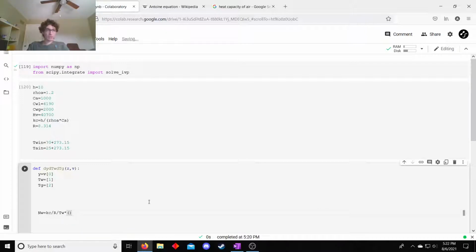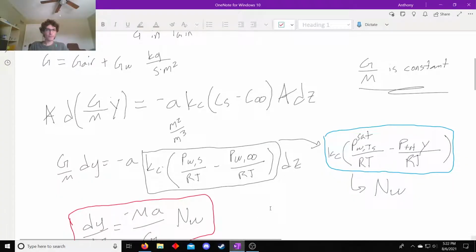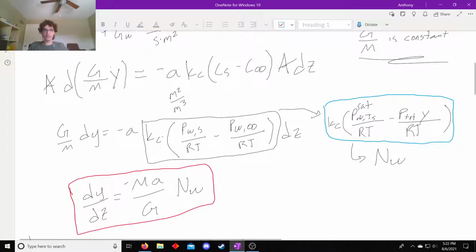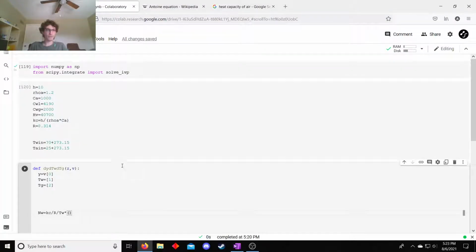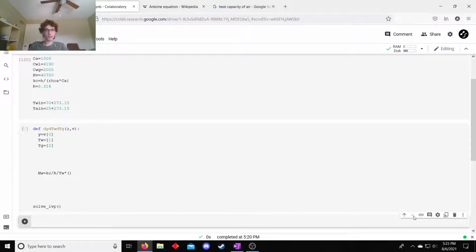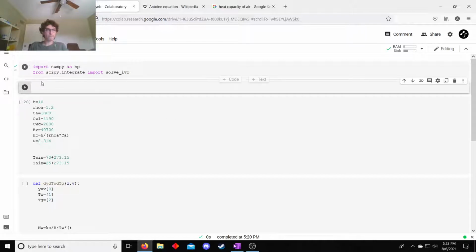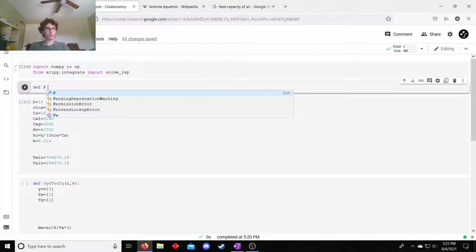And then from there we'll multiply by the saturation pressure of water at the temperature of the surface, at the temperature of the water. And to get that, we're actually going to have to use the Antoine equation. So we need to set up an Antoine equation. This will give us the pressure of the water at some temperature.